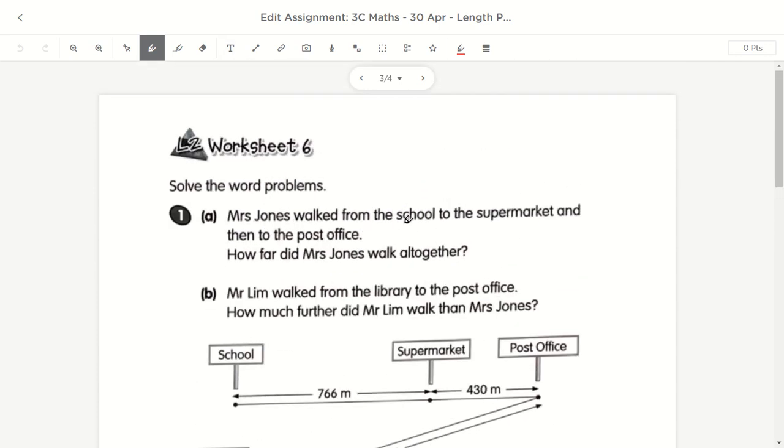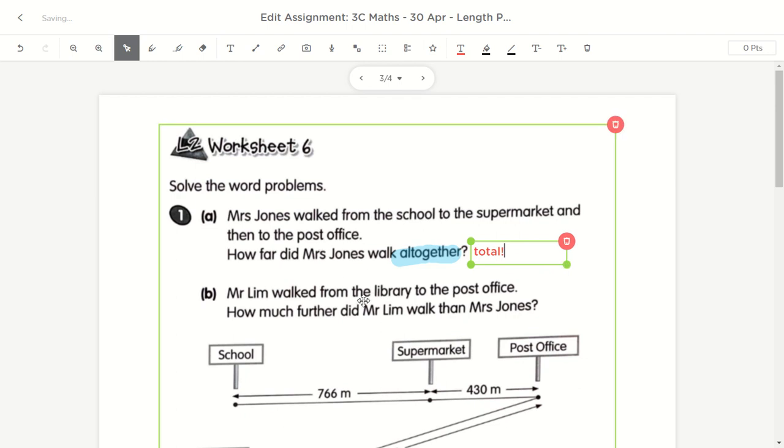Mrs. Jones walked from school to market and then to post office. So I want to find how far did she walk altogether. So again, this is to find the total of Mrs. Jones. On the other hand, Mr. Lim walked from library to post office. Obviously, you have to find how far is that.